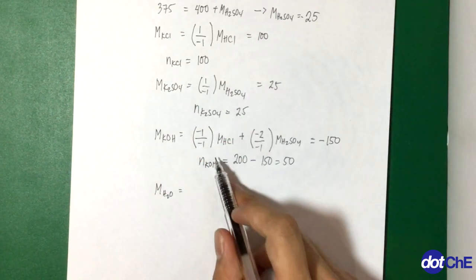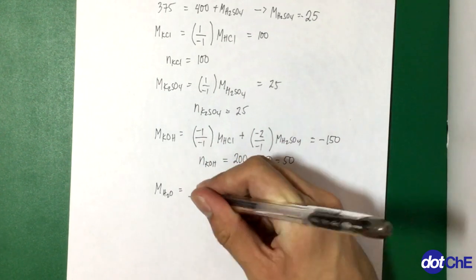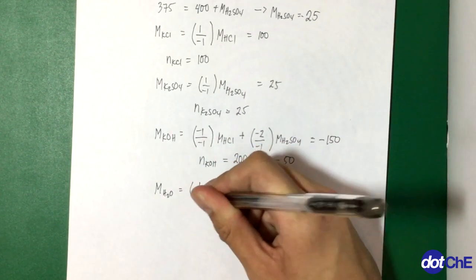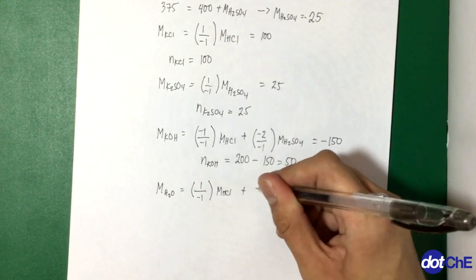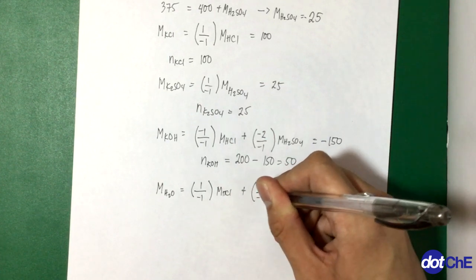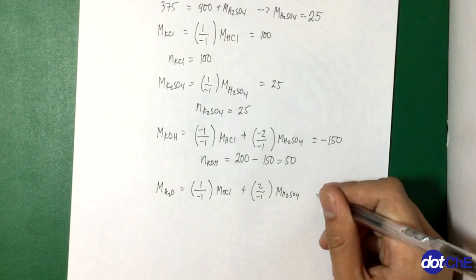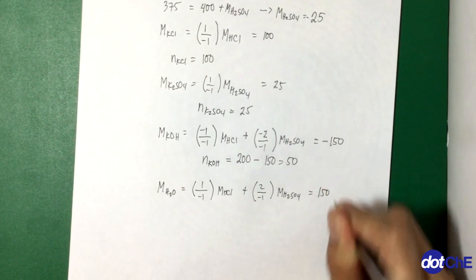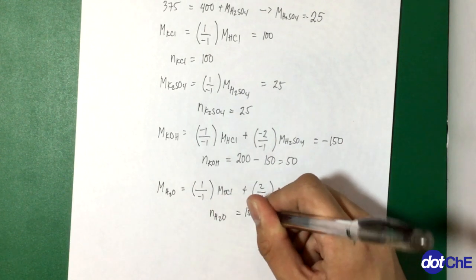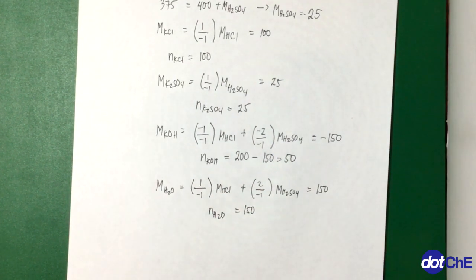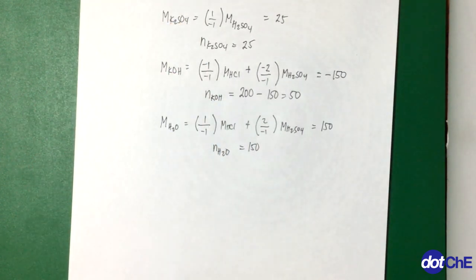It's basically the same thing here, except that this will become positive and this will become negative. So this will become positive over negative, since this is a product, MHCl plus 2 over negative 1 of MH2SO4. Then you will get positive 150. Plugging into the equation, our H2O levels are 150 moles. So now we have the complete composition of KCl, K2SO4, KOH, and H2O.